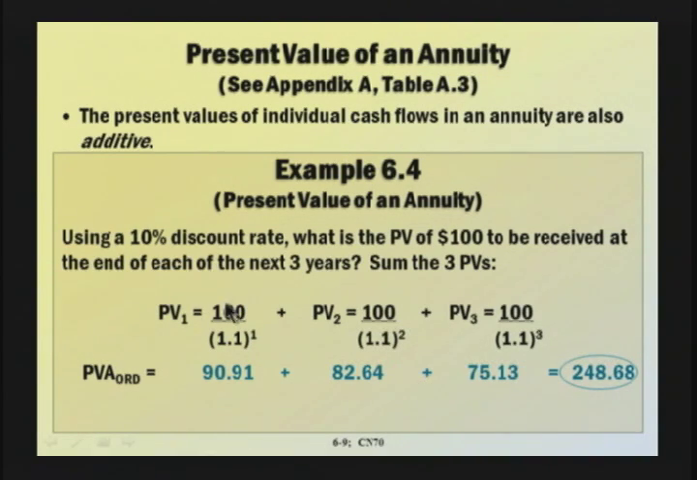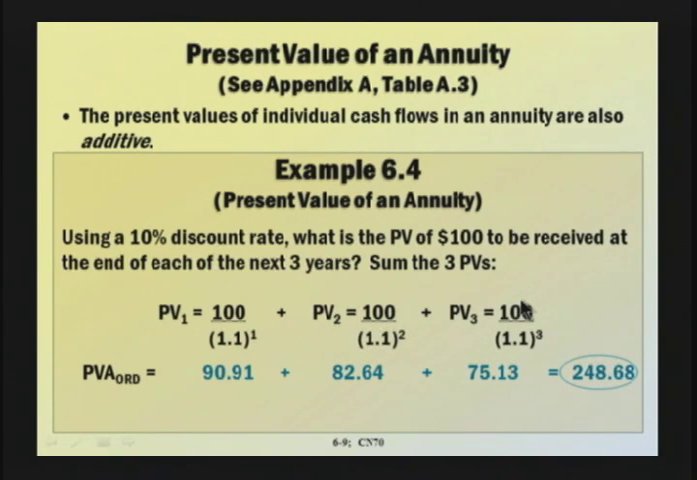So if I'm going to get $100 at the end of each of the next 3 years, and I require a 10% rate of return on my investment, then I could invest $248.68 today, and that would be the same as receiving $100 at the end of each of the next 3 years.